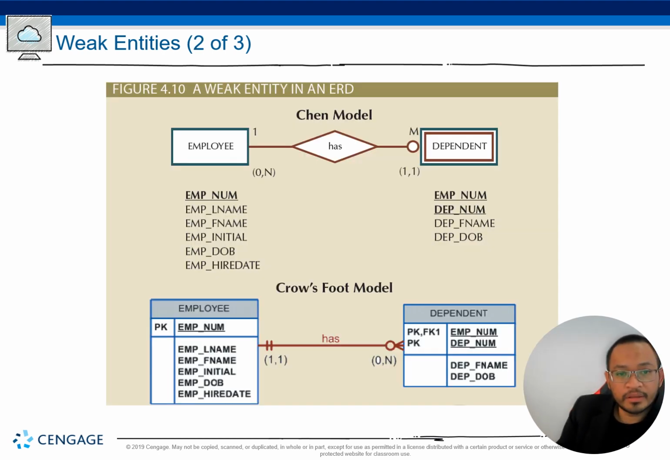So the example of a weak entity in an ERD. For example, employee has dependent. Employee number will be the primary key, and dependent number would be the primary key for the dependent. Sometimes an employee can have a dependent, sometimes an employee doesn't have a dependent. So the dependent entity will rely heavily on the employee. If the employee is all alone, he or she doesn't have any wife, any family and so on, so the dependent entity will not exist.